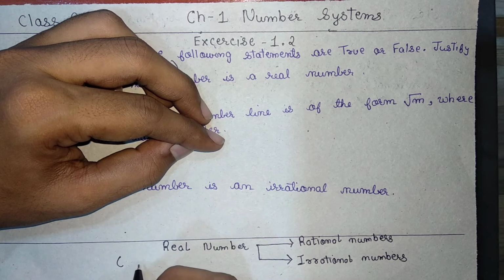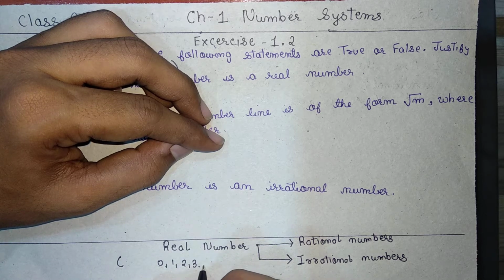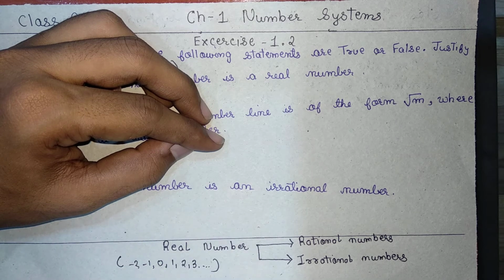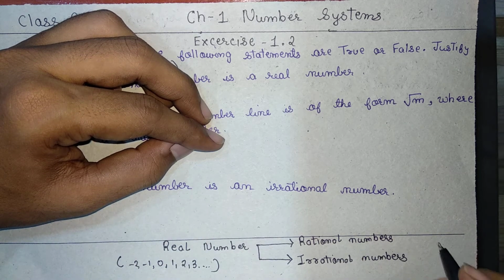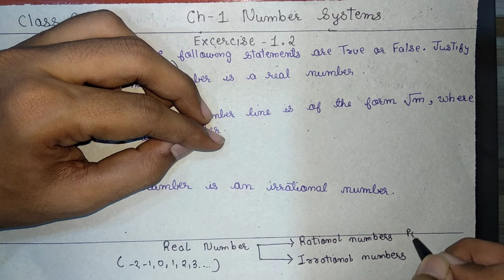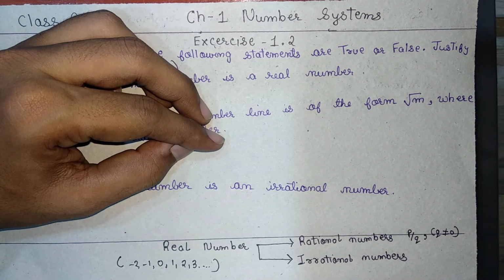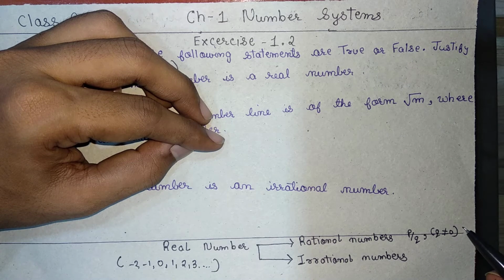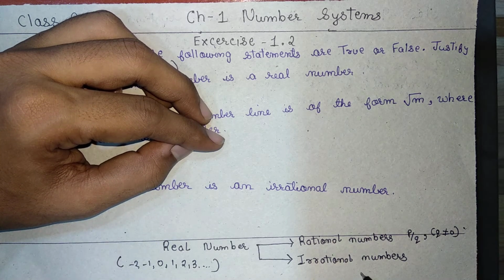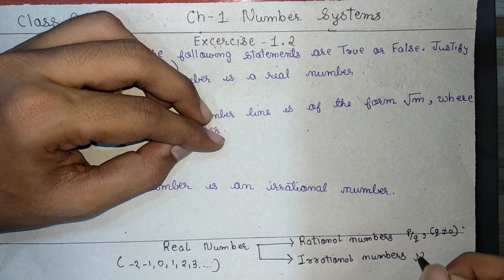Again, what are real numbers? Real numbers start from 0, 1, 2, 3 up till positive, and they also include negative numbers. What are rational numbers? Any number that can be represented in p upon q form, where the denominator q should not be equal to 0. Whichever numbers do not lie under rational numbers are irrational numbers, that is root 2, root 3, root 5, all are irrational numbers.